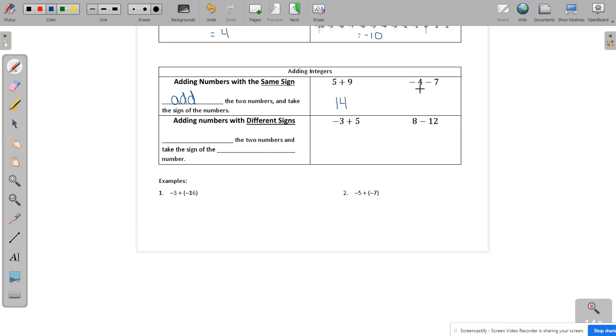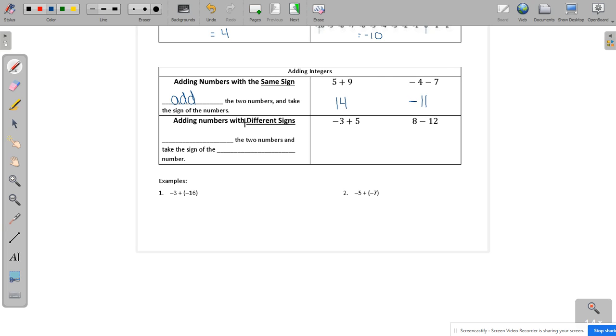Here we have -4 minus 7. Both of these have a negative sign. So our answer is going to be automatically a negative number. We're going to add it now. 4 plus 7 is 11. So we get -11.